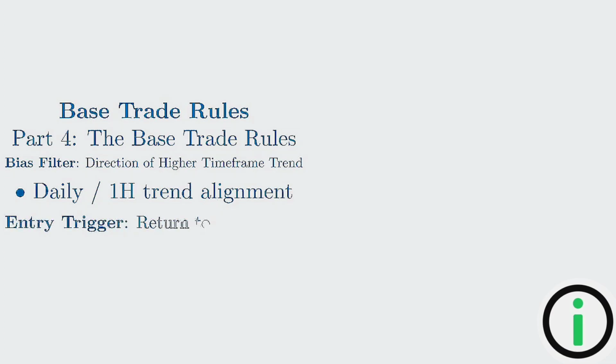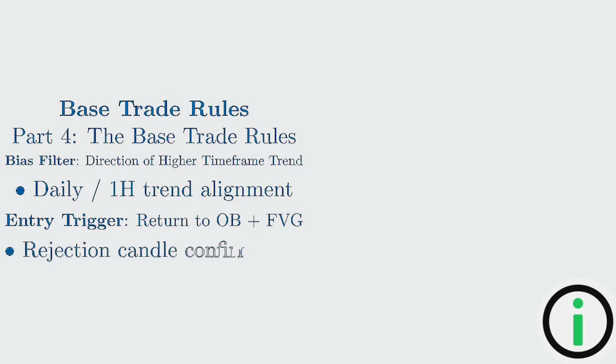Next is the entry trigger. Wait for price to return into the order block zone and the FVG within it. We look for a rejection candle, like a long wicked pin bar or an engulfing candle, to confirm that the smart money is indeed defending that level.